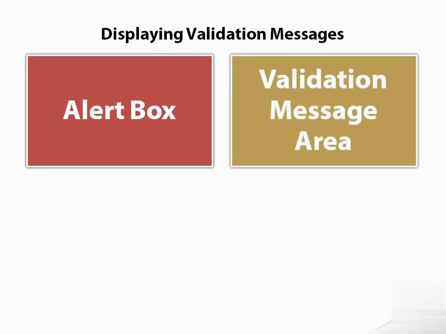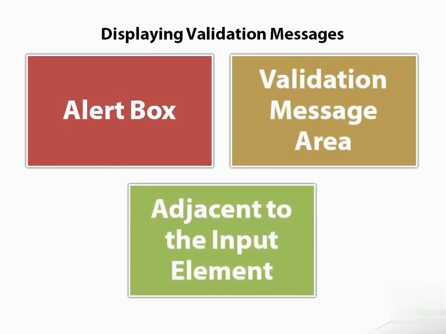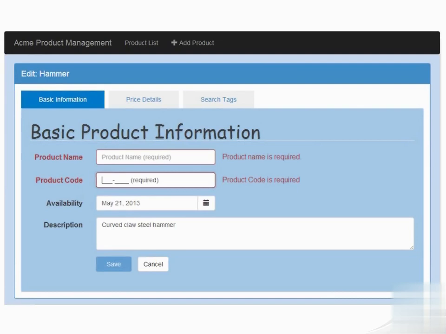You can display all of the validation messages in a message area somewhere on the form, such as the bottom of the form, at the top, or along the right-hand side. But my preference is to display the validation messages adjacent to the associated input element, either below or to the right of the element depending on the layout of the form. Like this. The user can readily see which input element has a problem and what the problem is.